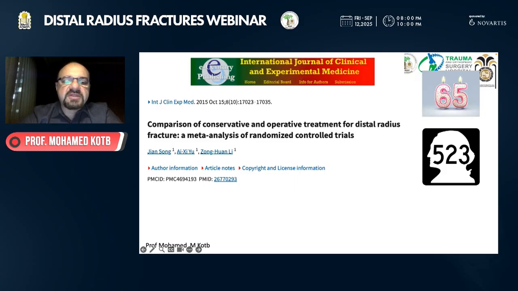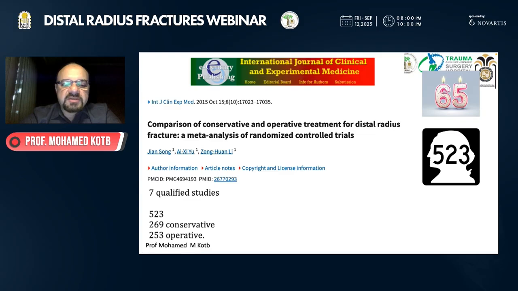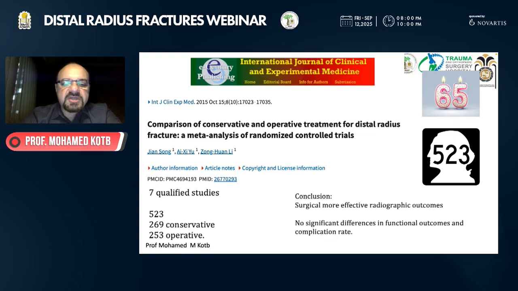And this was a meta-analysis of randomized controlled trials and included more than 500 patients. It included 7 qualified studies. And the conclusion: surgery was more effective in radiographic outcome only, but not function. So no significant difference in functional outcome and the complication rate between surgery and conservative management of distal radius fractures.